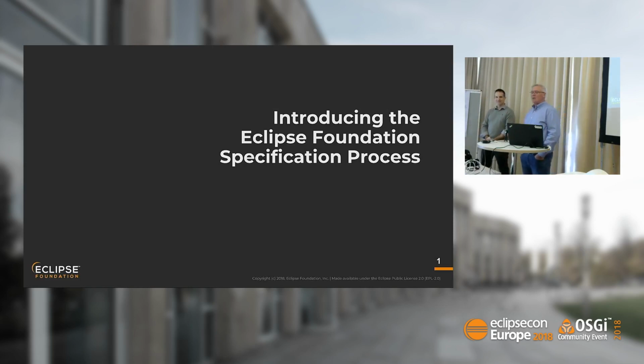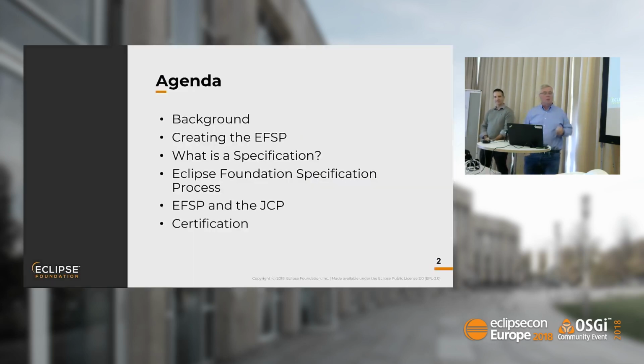So we're here to talk today about the Eclipse Foundation Specification Process. This is the rough agenda: the background, creating the process itself, what we mean by a spec, and the actual process. Since many people interested in this process are familiar with the JCP, a couple of slides on what's different between the Eclipse Foundation Spec Process and the JCP, and then finally close off with some points on certification and branding.